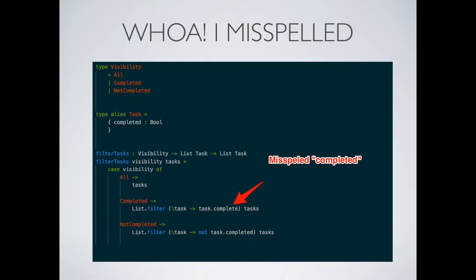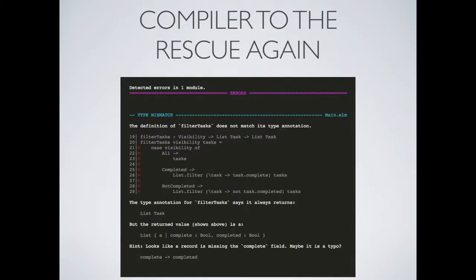Then, what if we misspelled completed? We just said task.complete. Again, hint, just look at the last line. So basically the compiler says, looks like a record is missing the complete field. Maybe it's a typo. So perfect, it just says what has gone wrong here in this particular function.